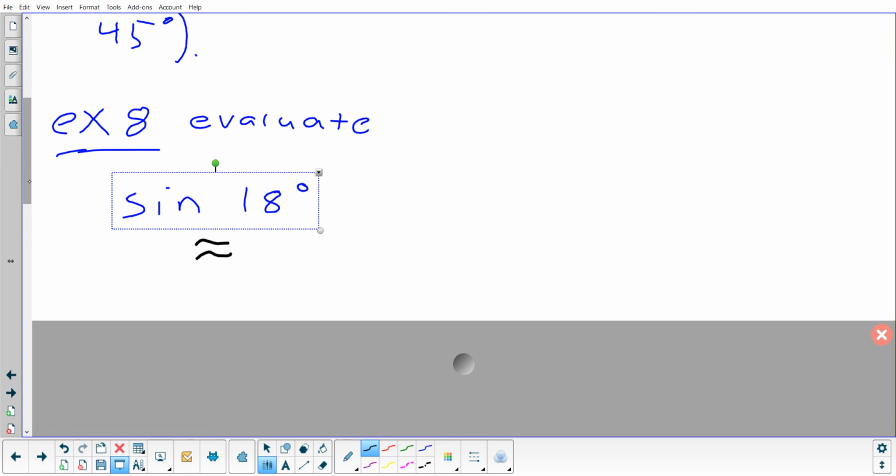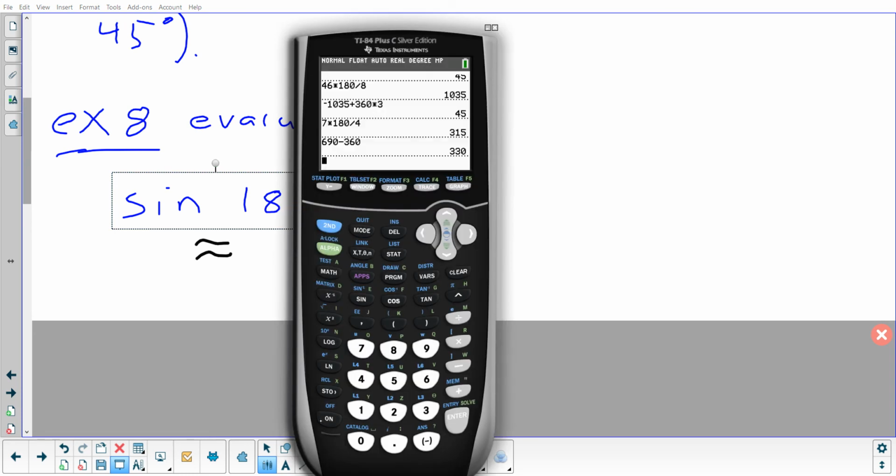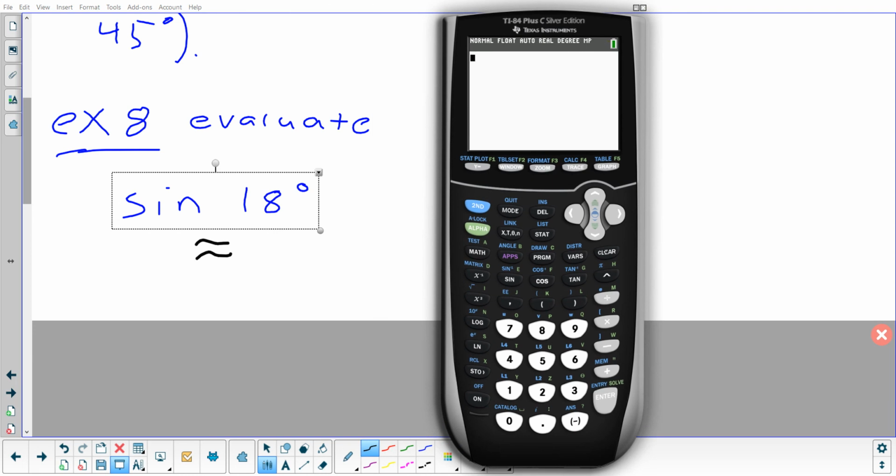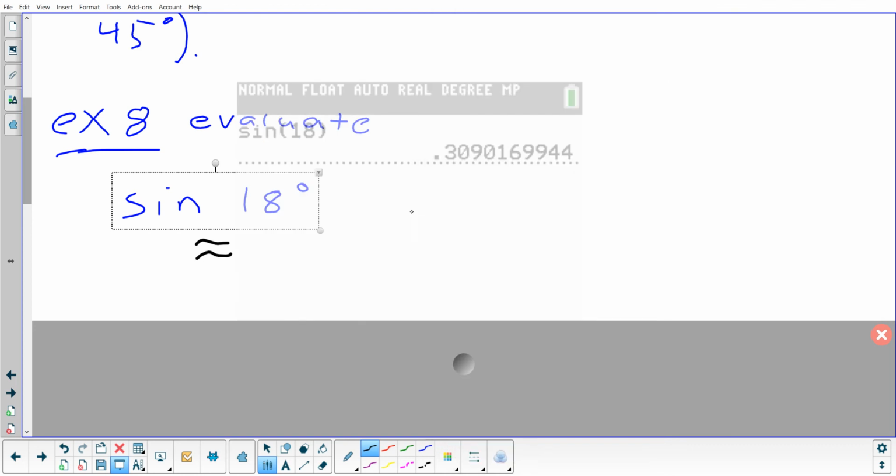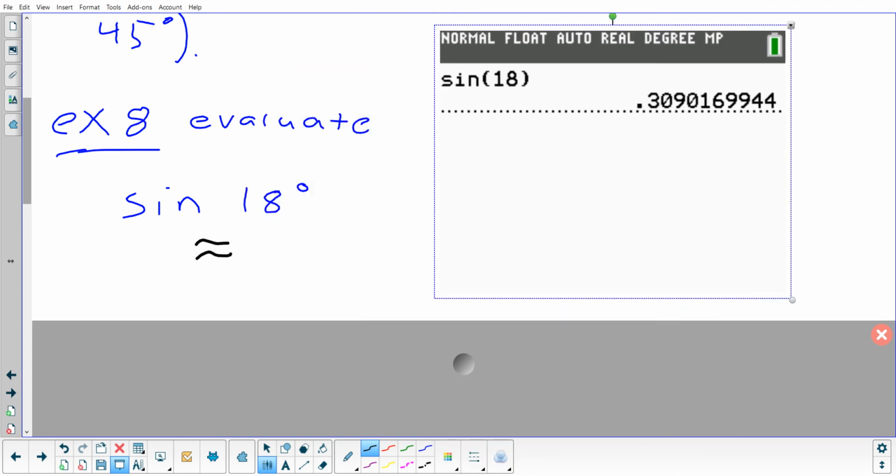To do the sine of 18 on this calculator, I press the buttons in exactly the order that it's written. I press the sine, I press the 18, close my parenthesis, and then hit enter. And that's how you do the sine of 18. It's about 0.31. So I press sine 18, and then I press enter.